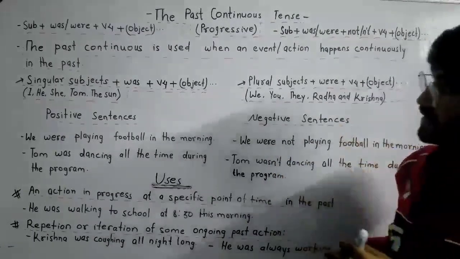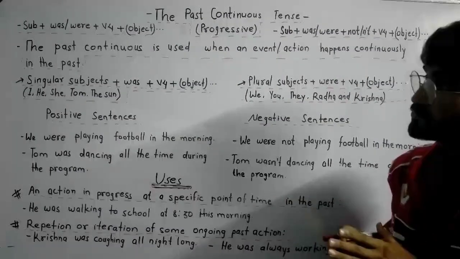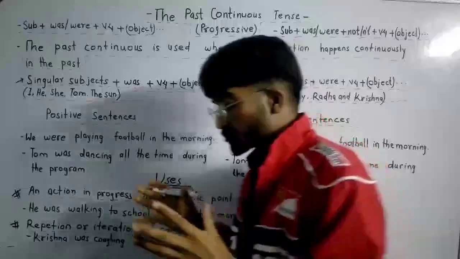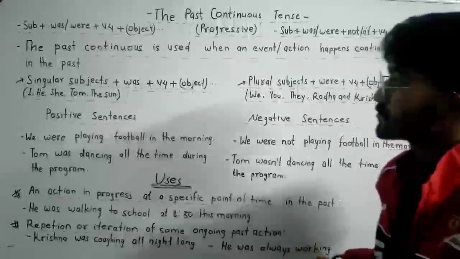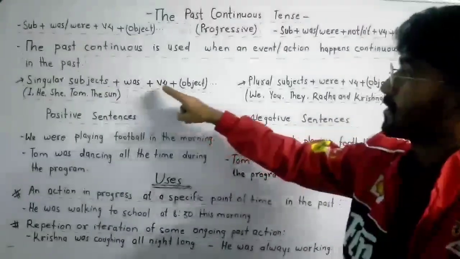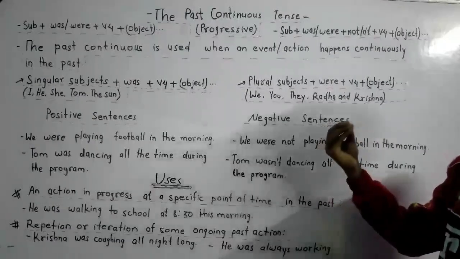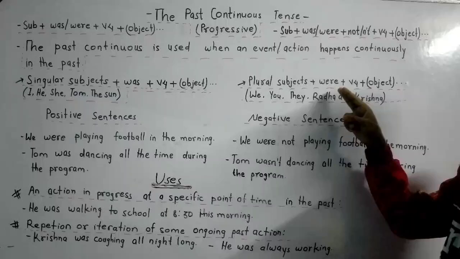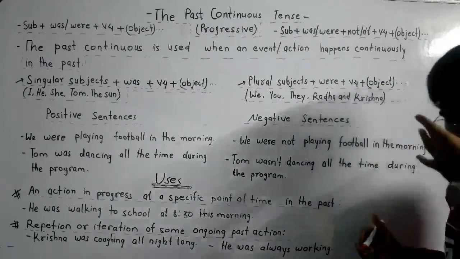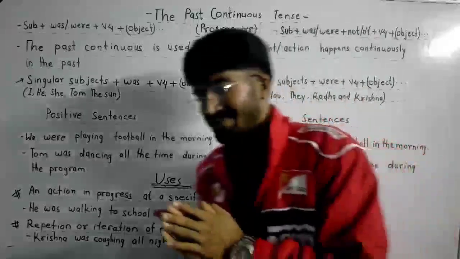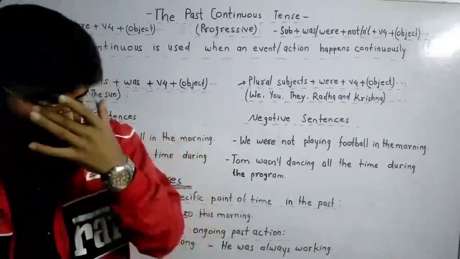And talking about when to use was and when to use were, you can see with singular subjects we can use was, then verb, then object. And with plural subjects we can use were. You can see here, were plus verb and then object. People, you know what happens, people make it complicated. And truly speaking, this is not complicated and we can easily understand.